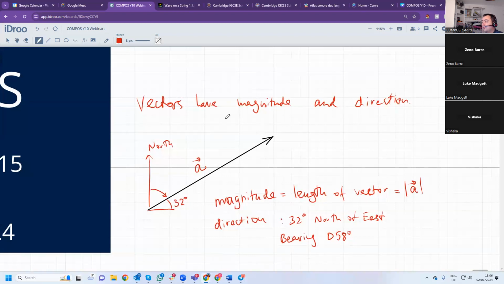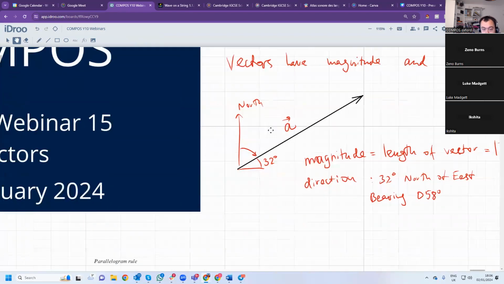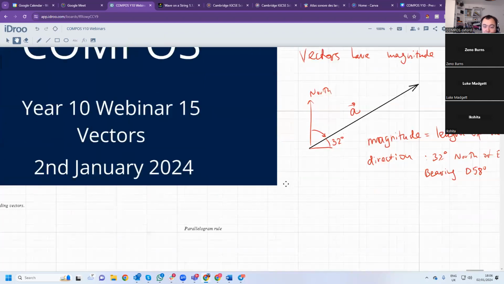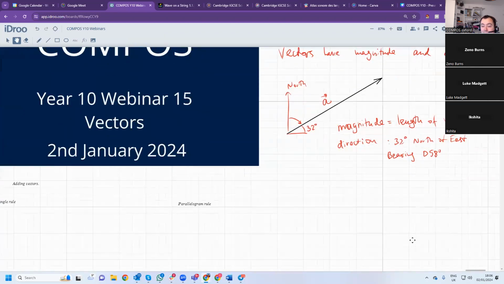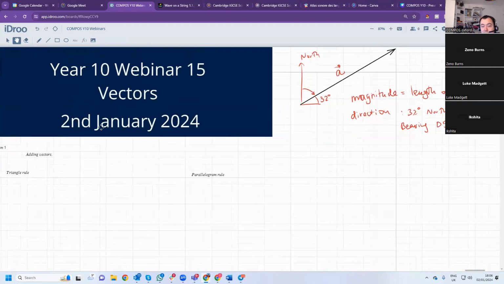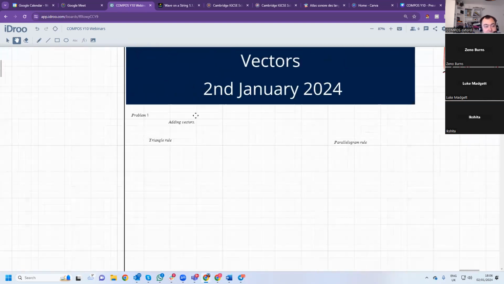Is this clear to everyone? Like on a scale of 0 to 10? I hope everyone understands that. Please let me know if that's not the case. Vectors have magnitude and direction. The magnitude is simply the length of the vector, or it's proportional to the length, and the direction is the direction.